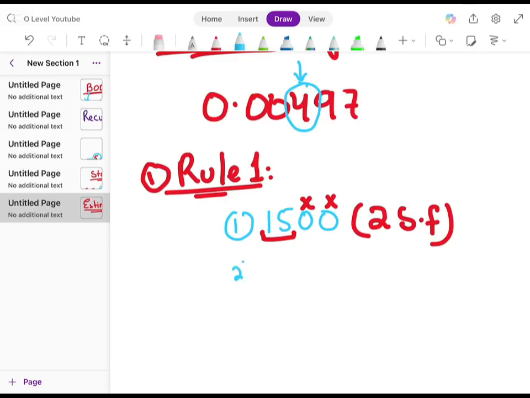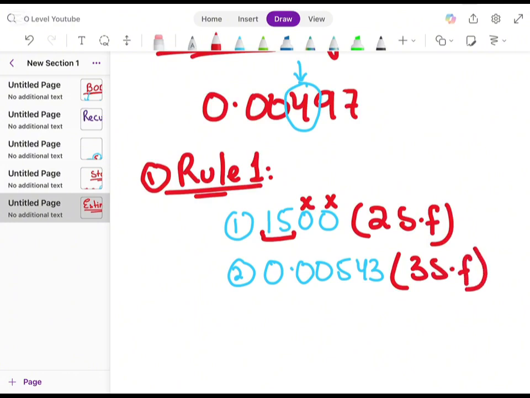Now for another example under rule number 1: 0.00543. Here I will say 3 significant figures. So rule number 1 says that the zeros on the right side and the zeros on the left side are not considered significant figures. So these 3 numbers are considered as significant figures.